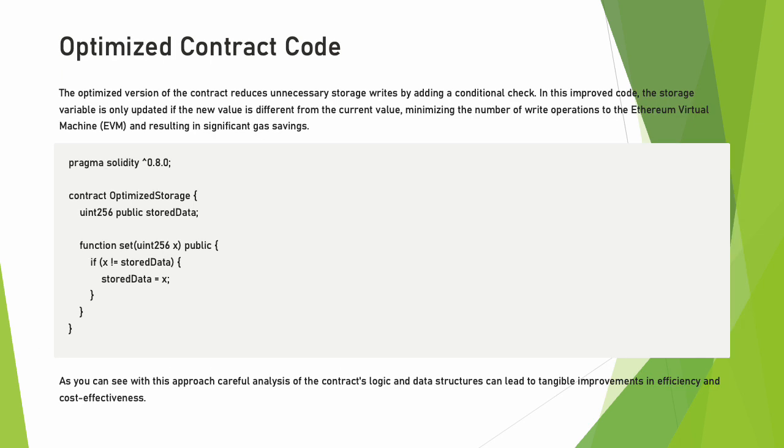Moving on, here is the optimized contract code. The optimized version of the contract reduces unnecessary storage writes by adding a conditional check. In this improved code, the storage variable is only updated if the new value is different from the current value, minimizing the number of write operations to the Ethereum virtual machine and resulting in significant gas savings.